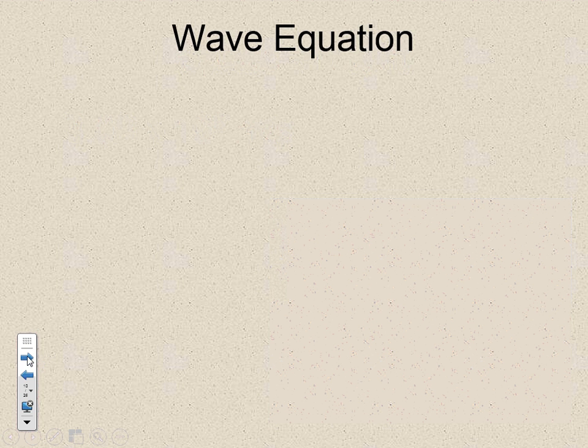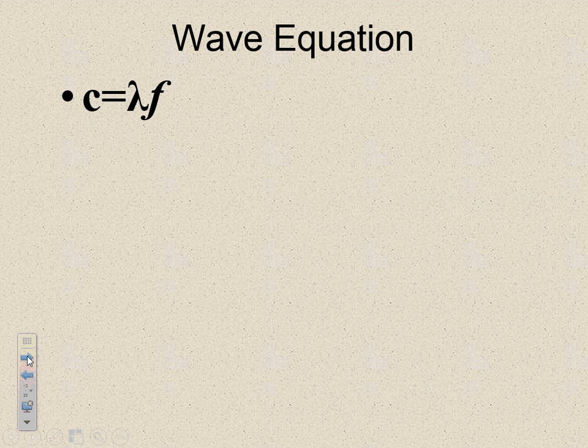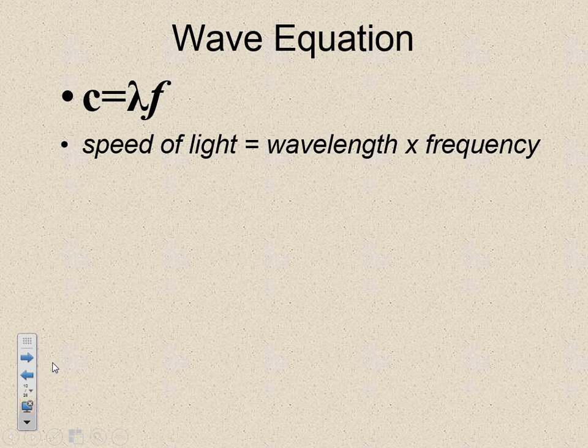Now, some other things you need to know about waves. Our wave equation uses c equals lambda times f. And what this means, c represents the speed of light. It comes from the Latin word celer, which means fast. Think of the word accelerate, so it has the word fast in it. So speed of light is c. Wavelength is this letter right here, and we call that lambda. And it's just a Greek letter that we use for a variable. This guy just represents frequency, so it's just an italics f.